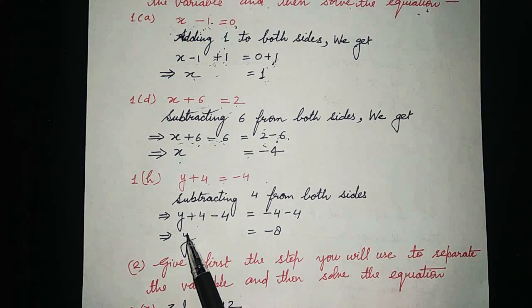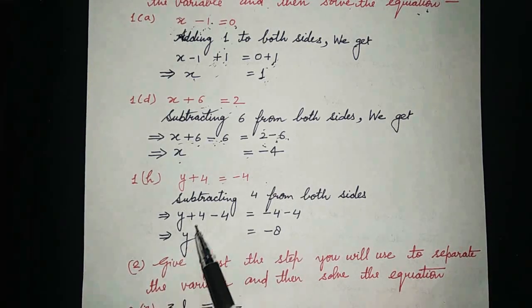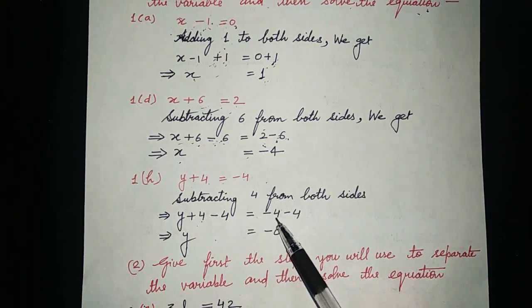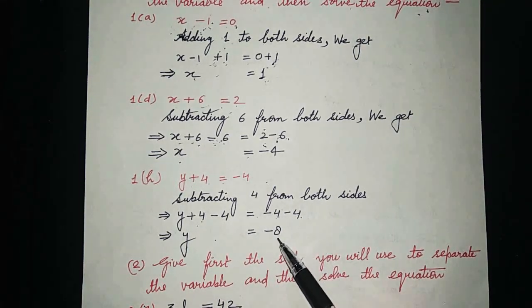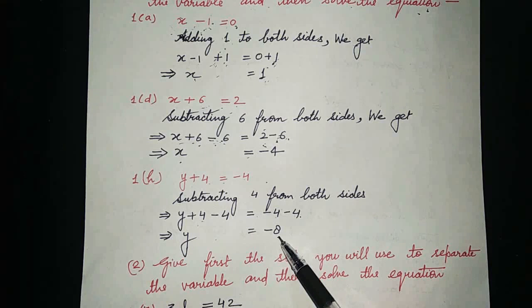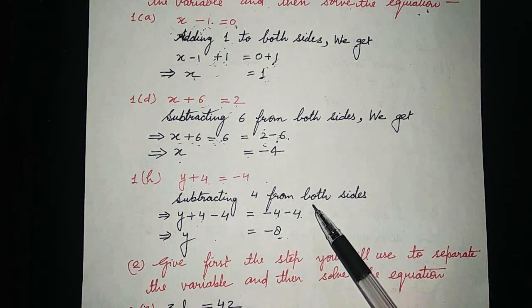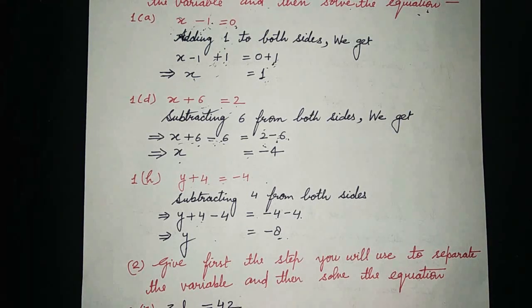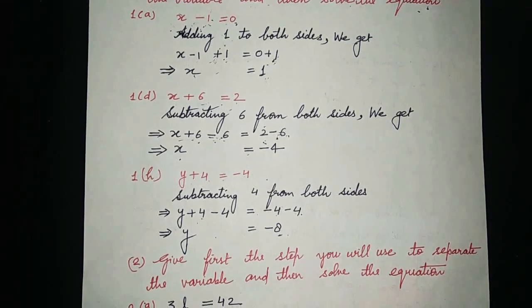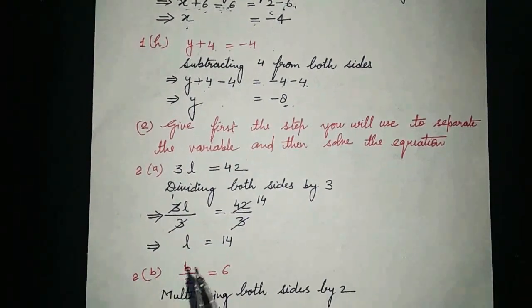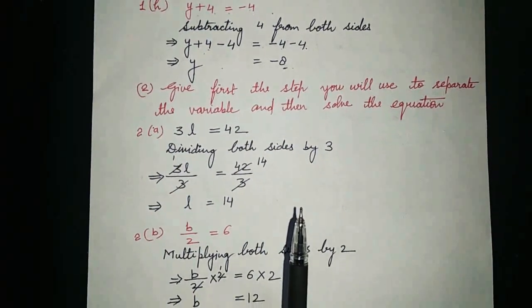Now we will solve it. Here we will write y; 4 minus 4 is 0, no need to write it. And if we add minus 4 and minus 4, what will we get? Minus 8. And the rest of the parts of the question you will do yourself, but you will solve in proper sequence. Now I will explain to you the second question of this exercise.